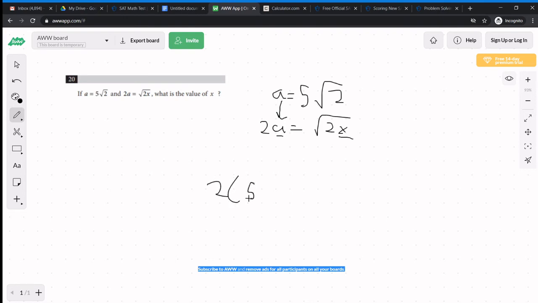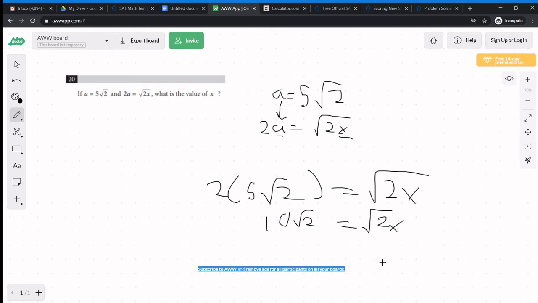2, 5 rad 2 equals rad 2x. And now, when we're dealing with something with radicals, we want to isolate it and then square both sides of the equation. Luckily for us, it's already isolated, so all we need to do is square both sides of the equation. And we get 2x equals 10 squared is 100, rad 2 squared is 2, multiply those together, you get 200, and you get x equals 100.